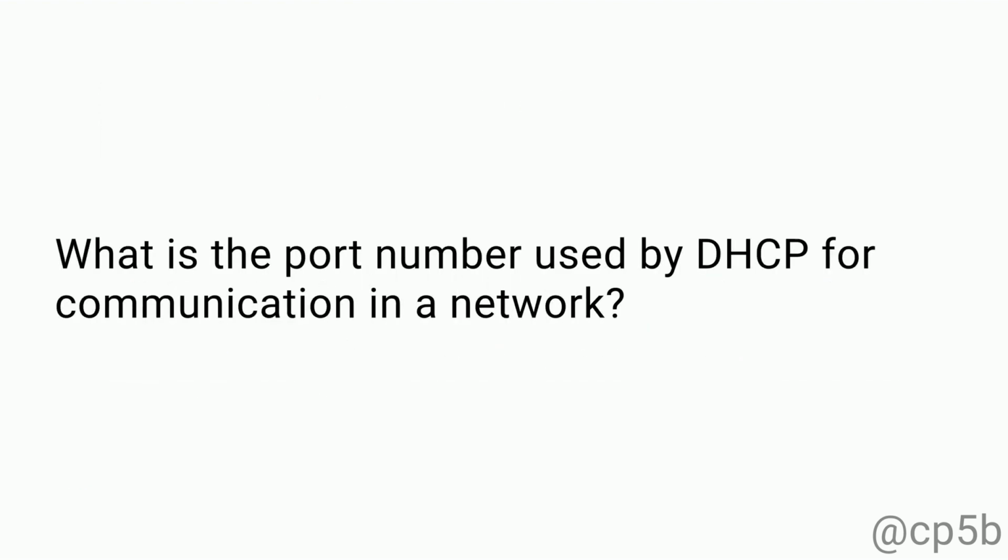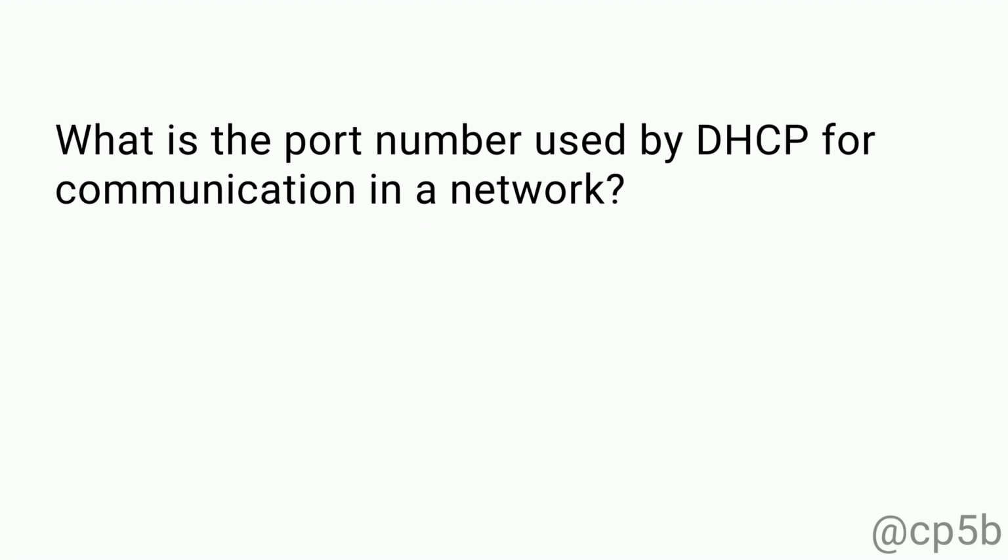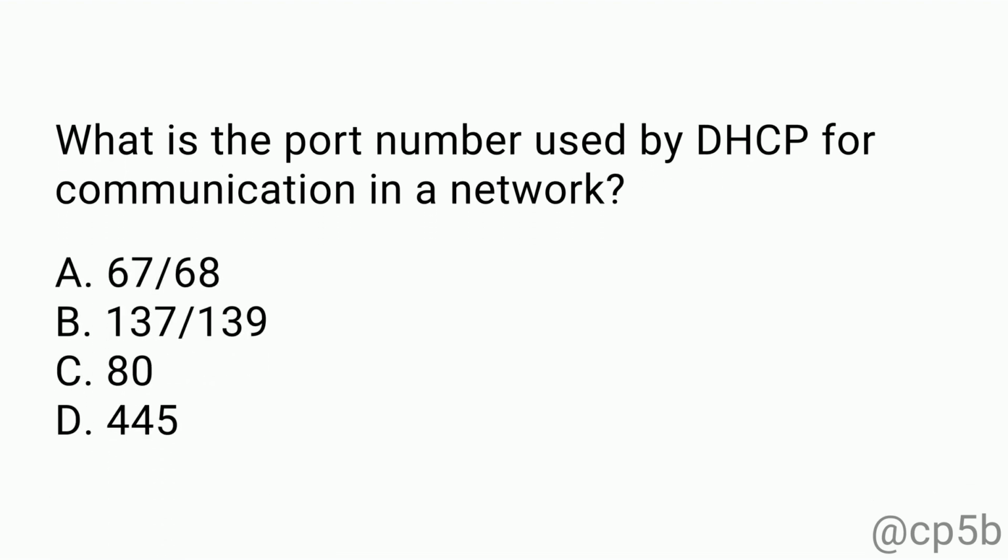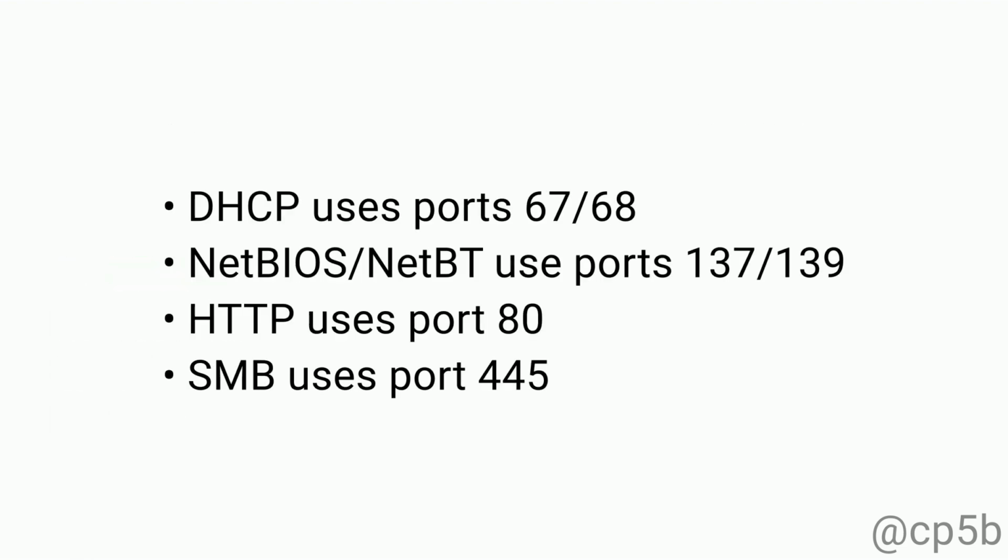What is the port number used by DHCP for communication in a network? A. 67/68, B. 137/139, C. 80, D. 445. Answer: letter A. DHCP uses ports 67/68, NetBIOS/NetBT use ports 137/139, HTTP uses port 80, SMB uses port 445.